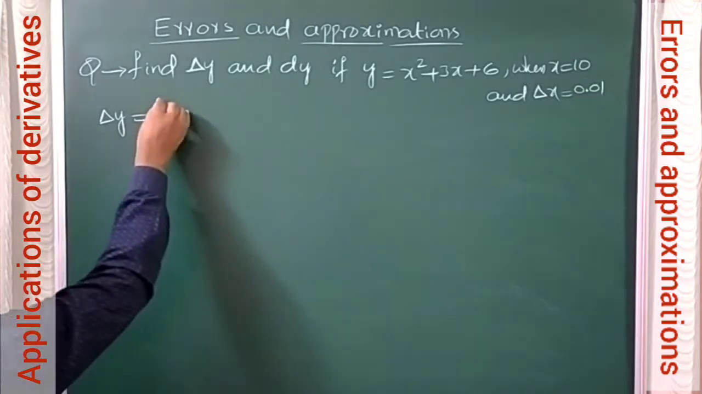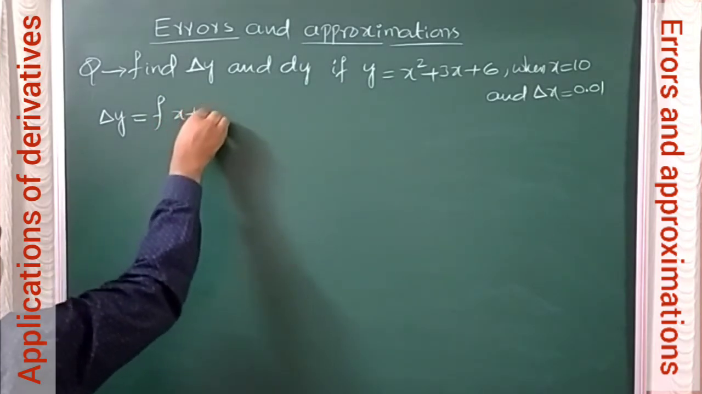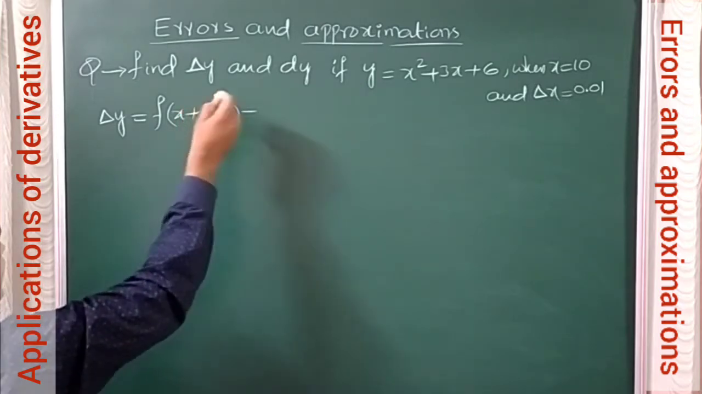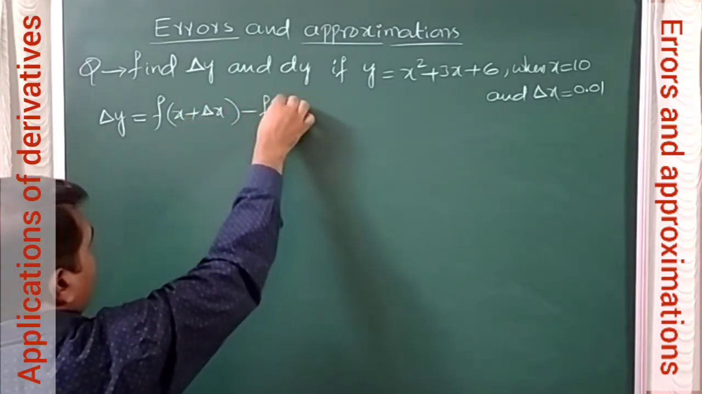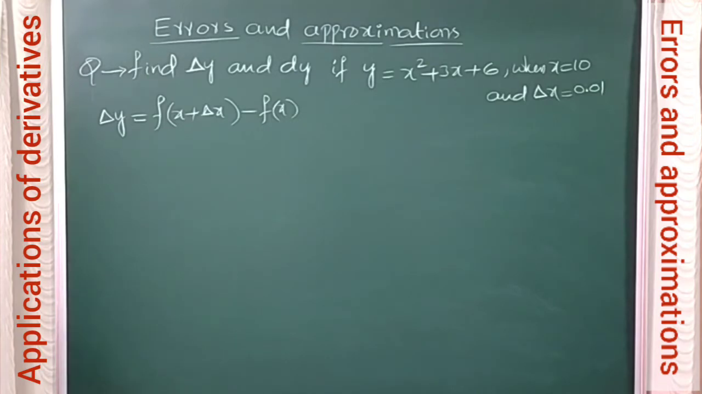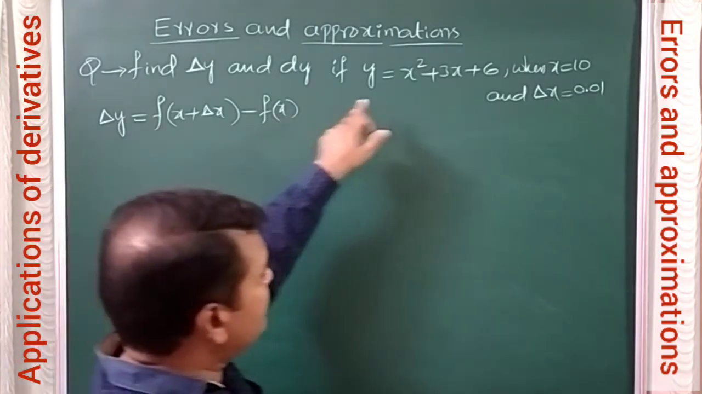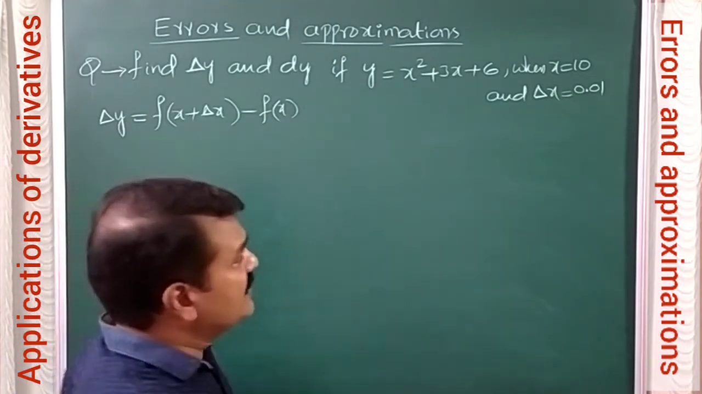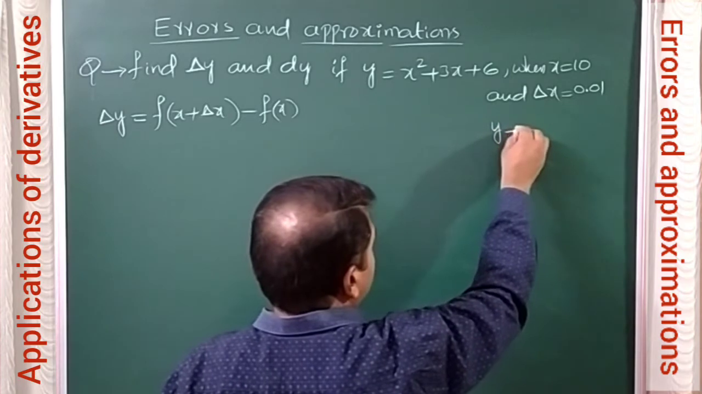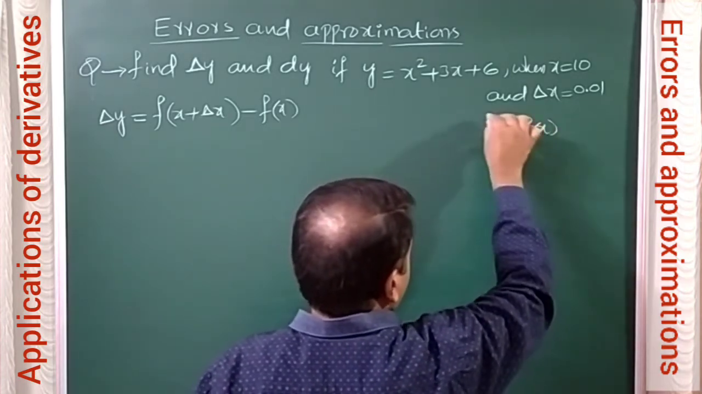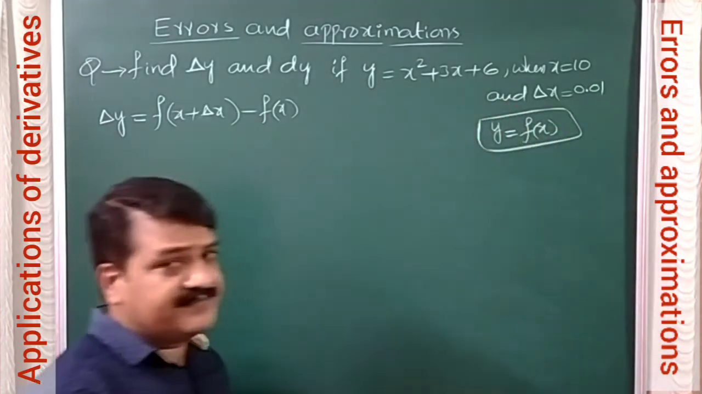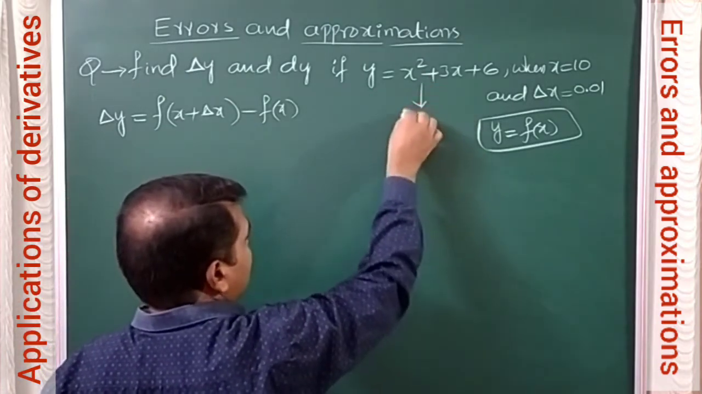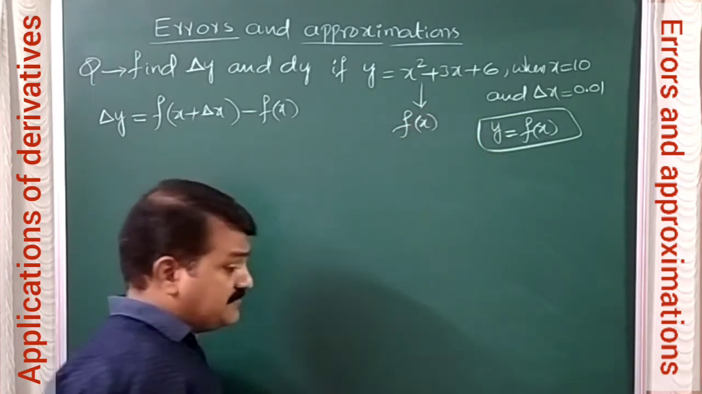What is delta y? Delta y is actually f of x plus delta x minus f of x. This is actually delta y. We know f of x value. F of x is nothing but this one, y. Remember that always y is equal to f of x, a function in x. So this value must be taken as f of x.